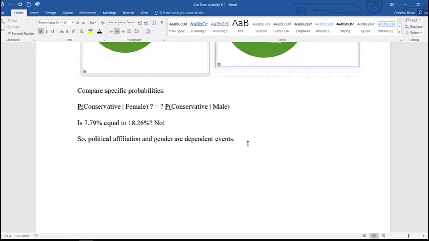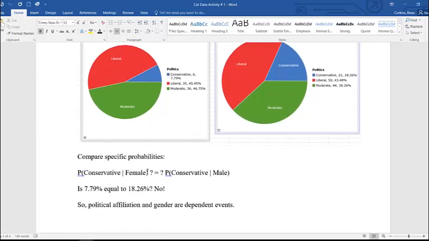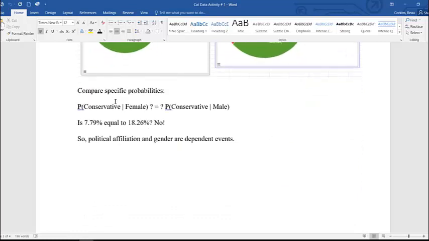Which is what I typed on the document here, because again, when you pick a specific value, conservative given female, conservative given male, you compare those probabilities. If they are not within 4%, then the events are dependent. This is one of the biggest things that we are going to do with StatCrunch. Basic pie charts, nothing fancy, nothing extravagant. Simple pie charts tell a grand story. All right, thank you very much, and I will see you in the next video.